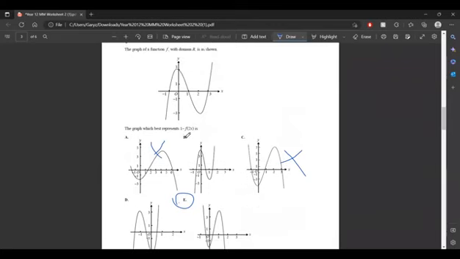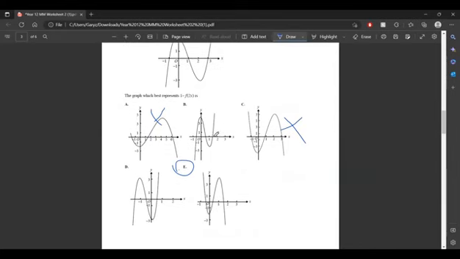And then we can now look at the negative sign. This negative sign is a reflection in the y-axis. So in other words, the graph must be reflected. So it can't be B, it can't be D. So we're left with E.